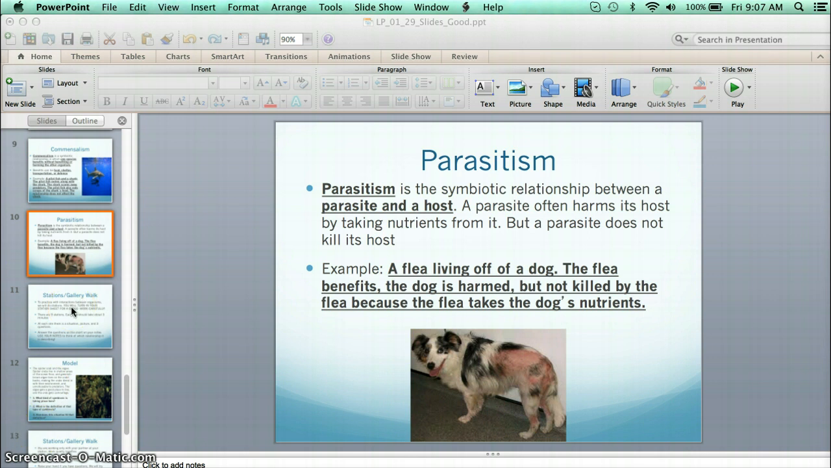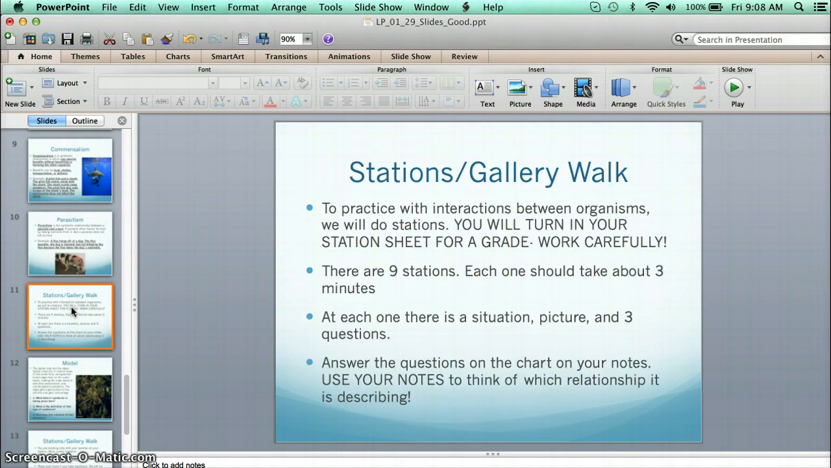Okay, so you're going to practice with these concepts through different scenarios. So what you're going to do is read a situation that explains a relationship between two organisms, and after you read it, you're going to answer a few questions about it, deciding what type of relationship the organisms have. You're going to answer on the back of your notes sheet, and you'll turn the sheet in at the end of class for a grade. So make sure you're working really carefully and using your notes for each one. Each one should take you about 3 minutes, so make sure you're moving through the stations so that you can finish them by the end of class.